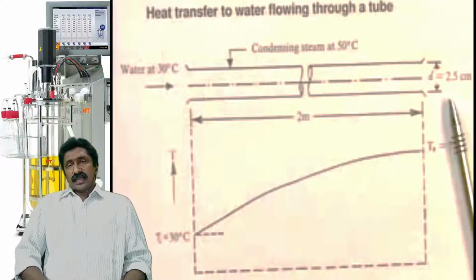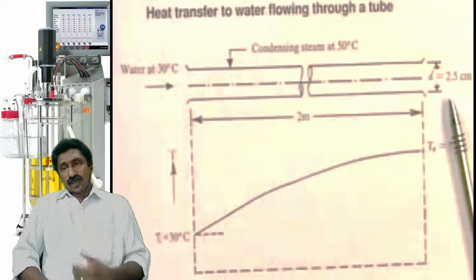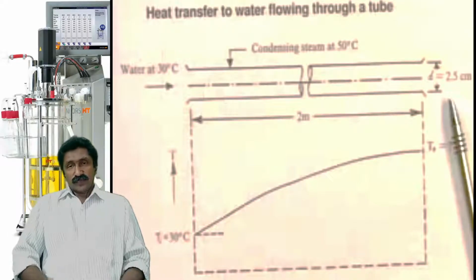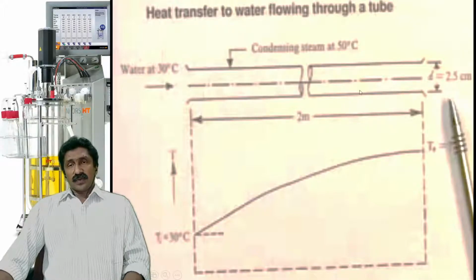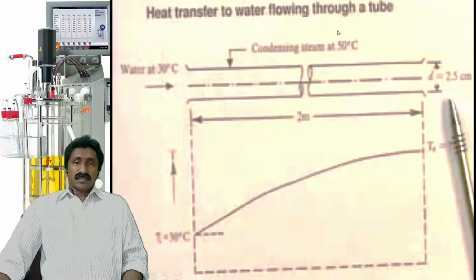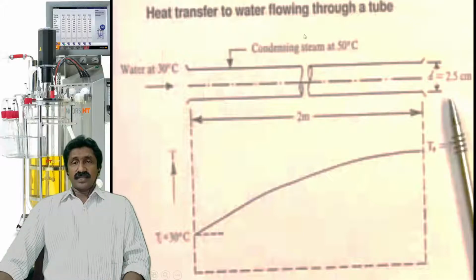Now this is another picture that shows heat transfer to water flowing through a tube. So this is the tube, and water at 30 degrees Celsius is flowing through this tube. This dotted line represents the water that is flowing in this direction, and the thickness of the tube is about 2.5 centimeters, through which the water at 30 degrees Celsius flows. Now, on the outside of this tube, there is condensing steam, or steam at 50 degrees Celsius or higher temperature.